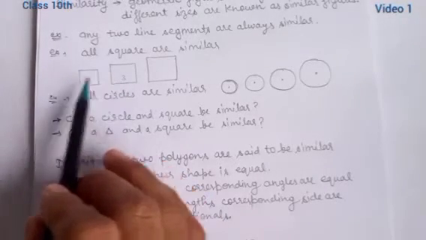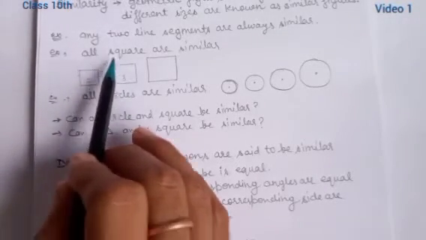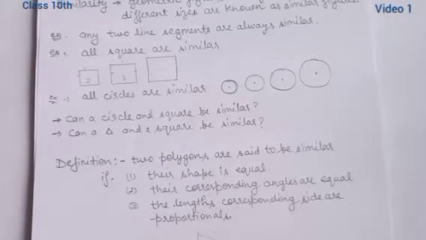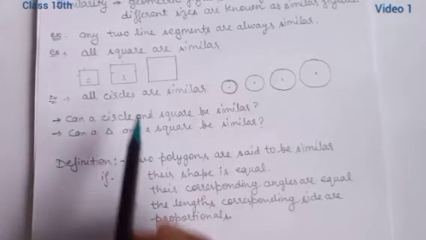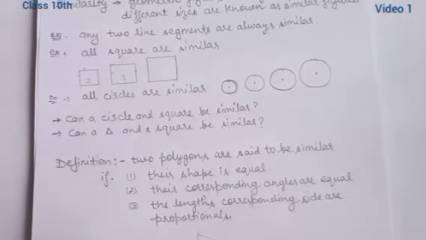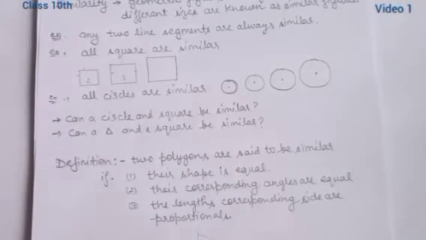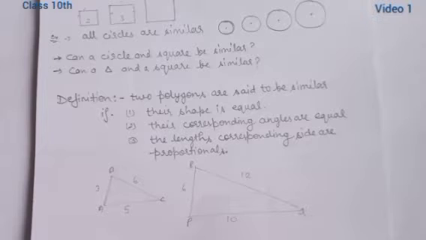Yes, it's 2 by 3. Then this side and this side, 2 by 3. This again 2 by 3. This and this, 2 by 3. So the lengths of the corresponding sides are proportional. So that's why these two are similar, and you can take any two. Okay, so another example of two triangles.